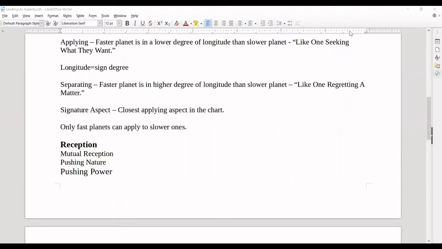Hold on, what you got? Venus applying to Uranus. Okay. Oh, use only the classical planets. So in this particular case, the signature only involves the classical planets.